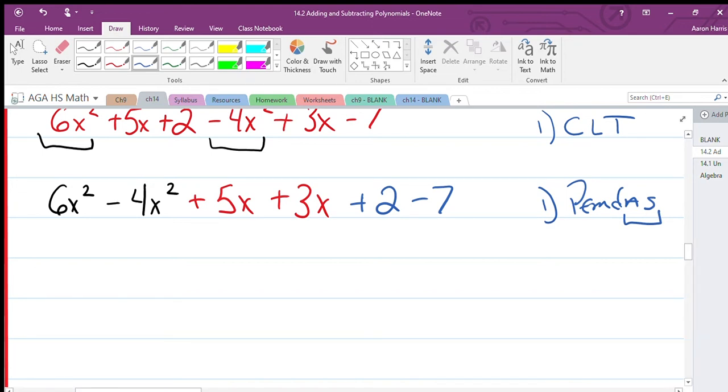So 6 minus 4, because whenever I combine like terms and this one is subtraction, I'm only dealing with the coefficients. So 6 minus 4 is 2. Keep the variable, keep the power.